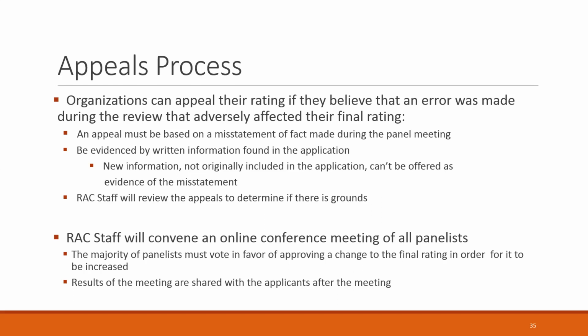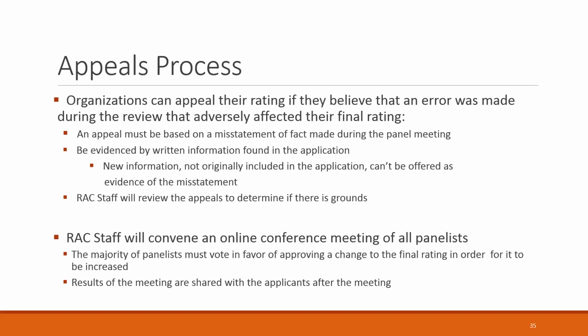So all applicants have the ability to submit an appeal. RAC staff will review them to make sure that they have grounds. And if they do have grounds, we'll convene you all in an online conference meeting like we're doing today. And then we'll review each of these appeals. The applicants will be invited to listen in. They won't be able to be part of the discussion, but they will be able to listen to the discussion.